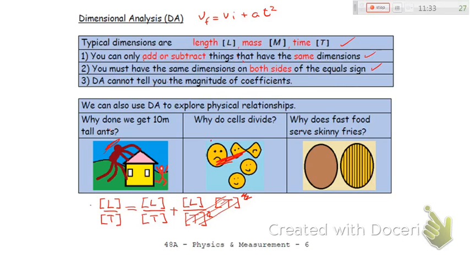It won't help you with numerical coefficients. It won't help you with, is there a half there, or is there 2/3 there? Is it 0.76 times something? It won't help you with that, but it'll help you with the actual parameters. So dimensional analysis cannot tell you about coefficients, but it can tell you about the parameters that should be there.